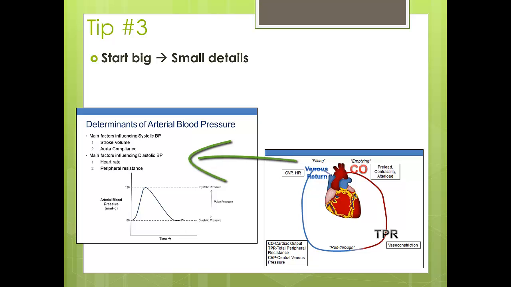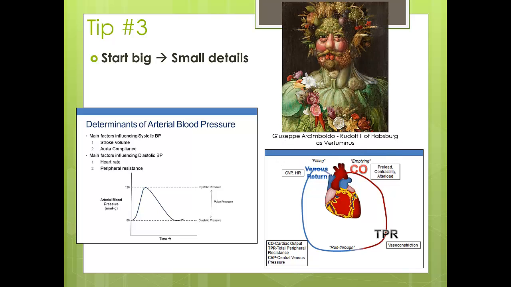This is really important because you're going to find you're under that time constraint. So if you start with the small details, you're simply going to run out of time to get the big picture. And you're also not going to be able to apply that content to new situations, which is what a lot of our professional curriculum is going to ask you to do. So an analogy I use is this piece of art.